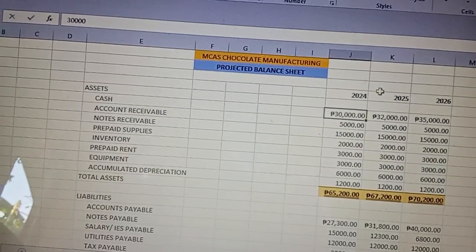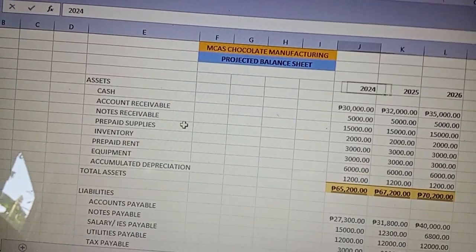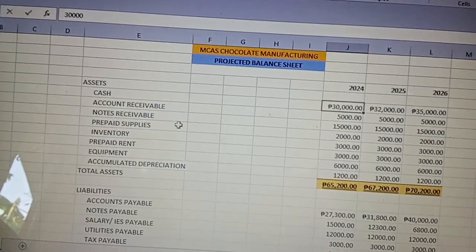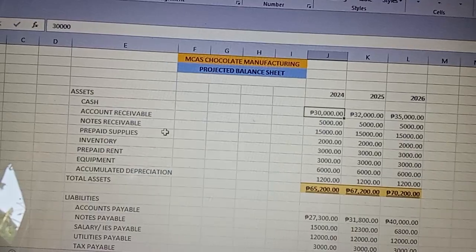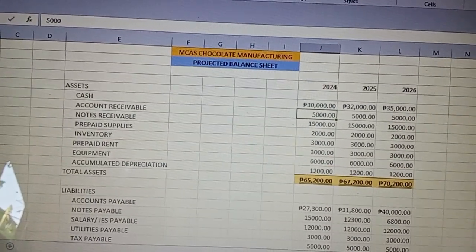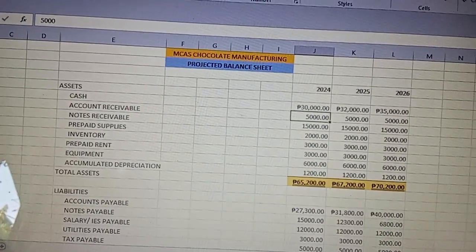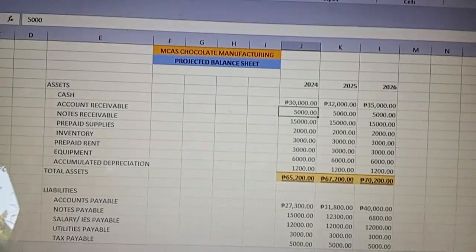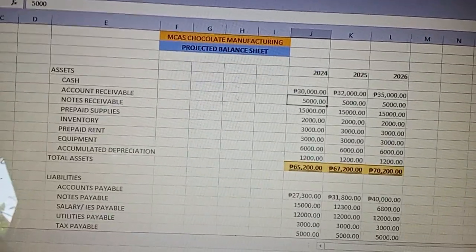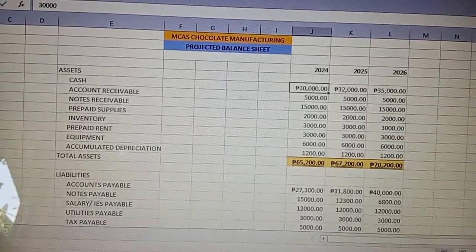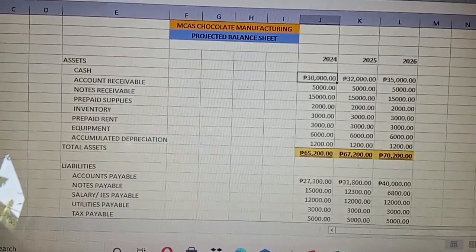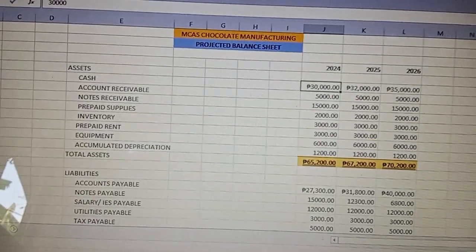from the 30,000 pesos. Let's just have this amount of 30,000 including the income that we earned because we still have accounts receivable, notes receivable, and the rest of the equipment owned by the business as well as the inventory. So let's just have this for the whole year of 2024, which is 12 months.